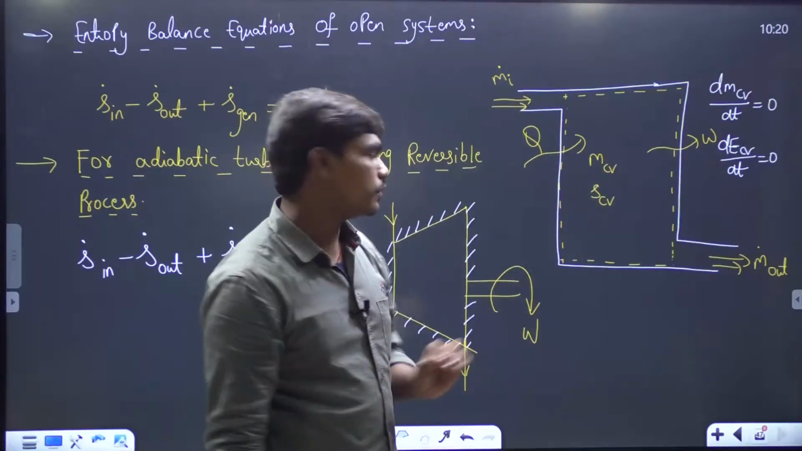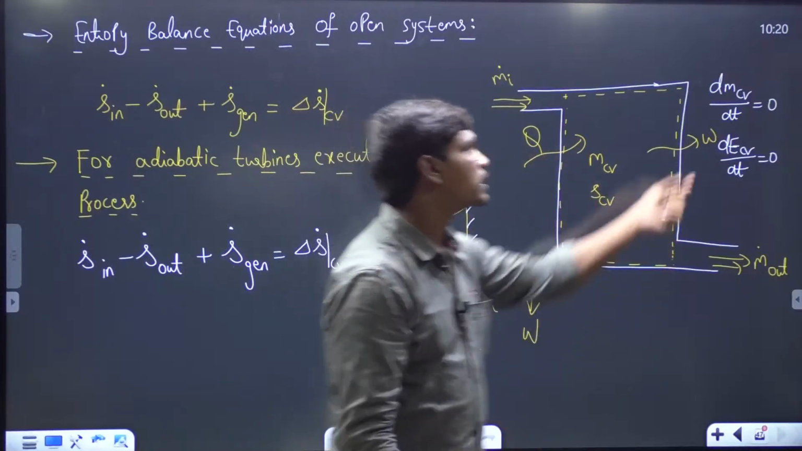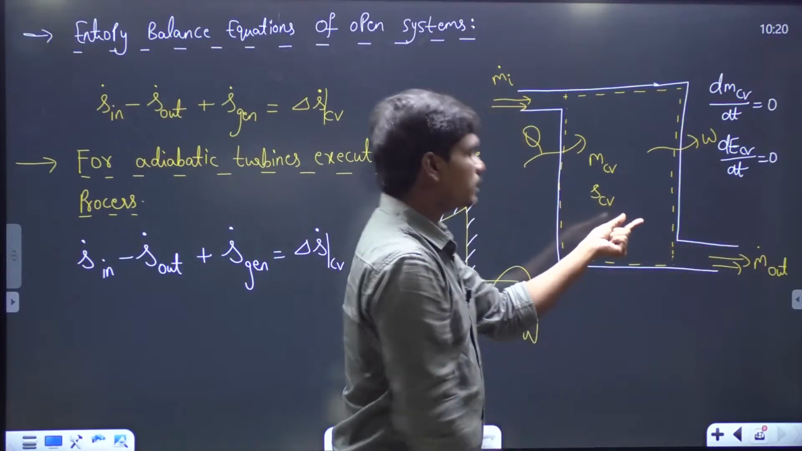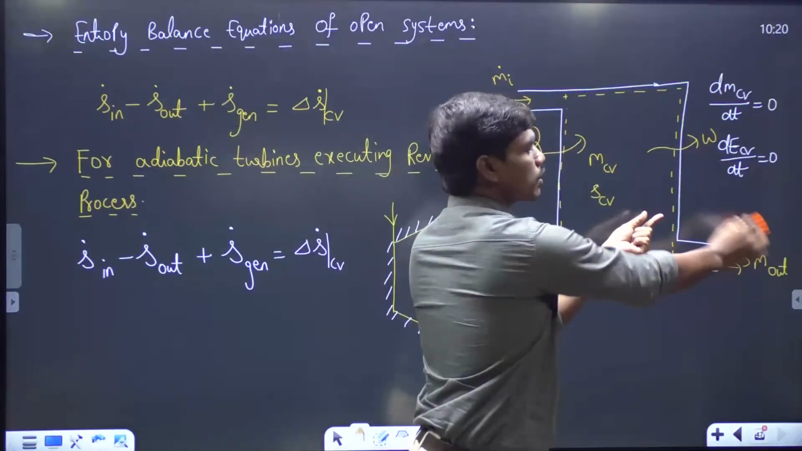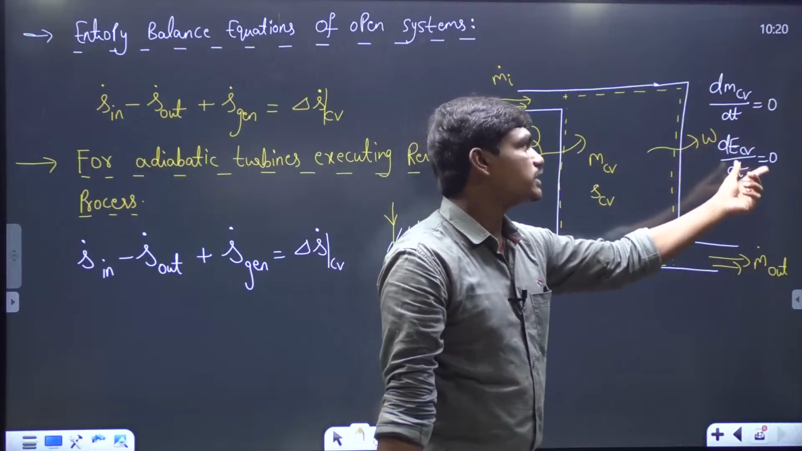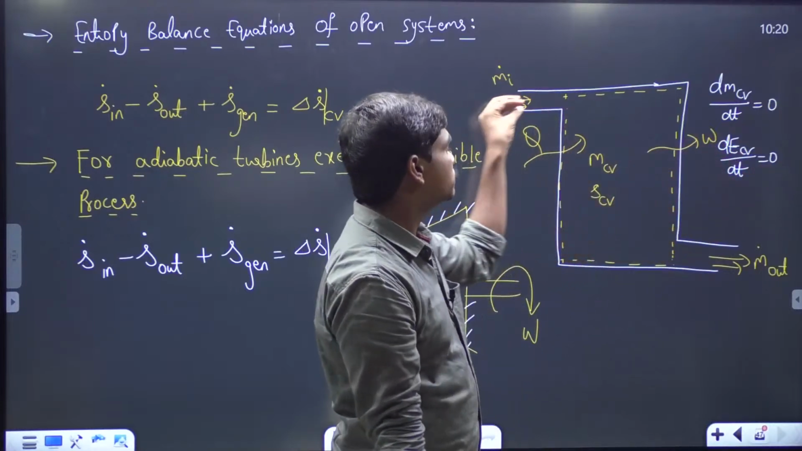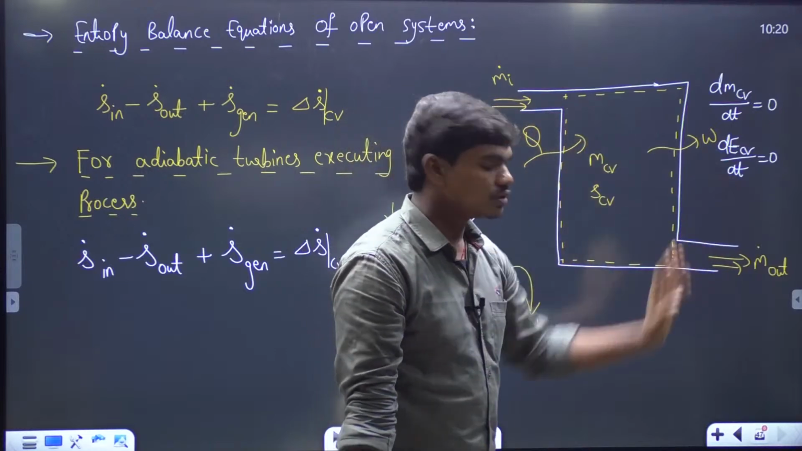So you need to operate these devices at steady state, which means the mass of the control volume has to be fixed. Whatever is coming in should go out, meaning the two mass flow rates, m dot in and m dot out, are the same. And also the change of energy of this control volume has to be 0, which means whatever energy is coming in should go out.